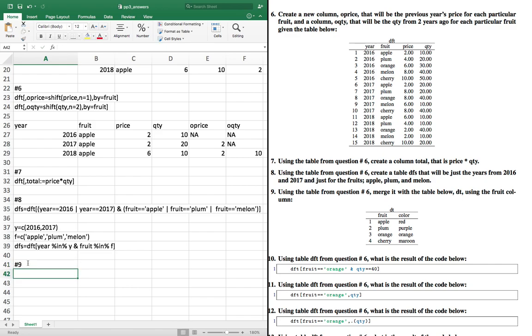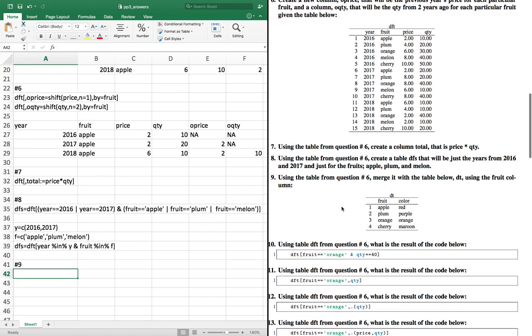Number 9, using the table from number 6, merge it with the table below using the fruit column. Here we go. Merge example. And when I say merge, I want you to use the VLOOKUP command that I basically taught you guys in the lab that we just did, in the lab 3B video, if you want to look at the lab 3B video.